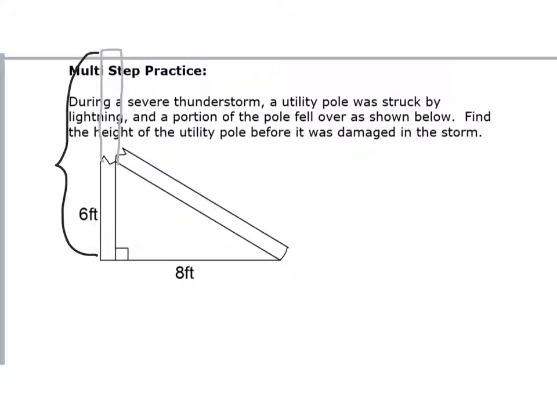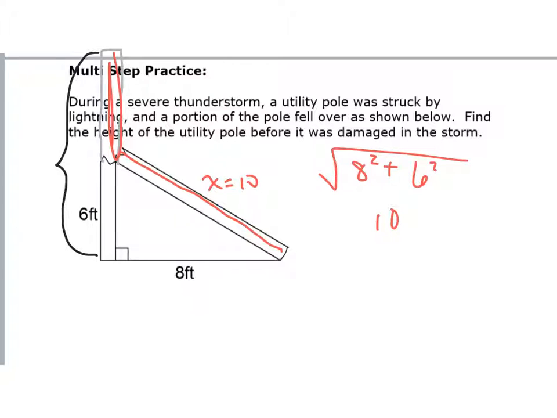Okay? What do I need to do? Yeah, I need to find the part of the pole that fell over, right? I need to find this part. Is that a hypotenuse or a leg? So add or subtract. What number goes in first? How much of the pole fell over? 10. So that means this part of the pole was 10. How tall was the whole pole? The original height was 16. What are my units? Feet. Just plain old feet.